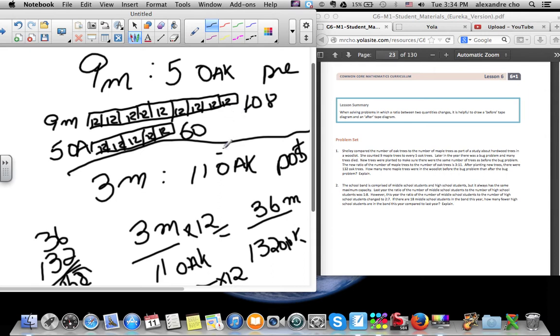A lot of them died, so they planted a lot of trees. Your new ratio came out to be 3 maple trees for 11 oak trees, giving you 36 maple trees to 132 oak trees, and that total of 168 is the same as the ratio above. So, two scenarios.